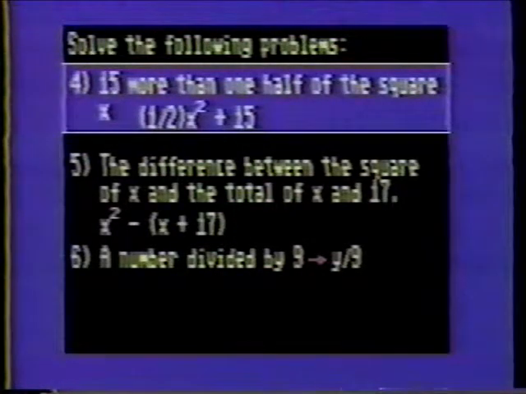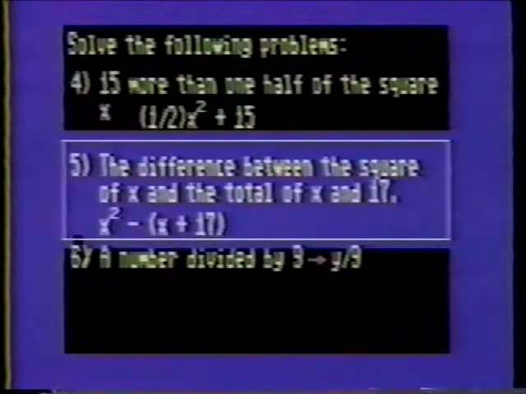Number 4. 15 more than 1/2 the square of x. The square of x is x times x, which is x squared. Multiply x squared by 1/2. Finally, add 15. The final solution should read 1/2 x squared plus 15.